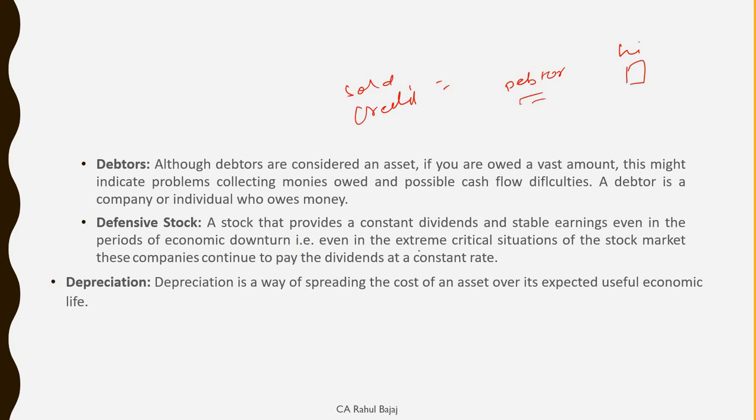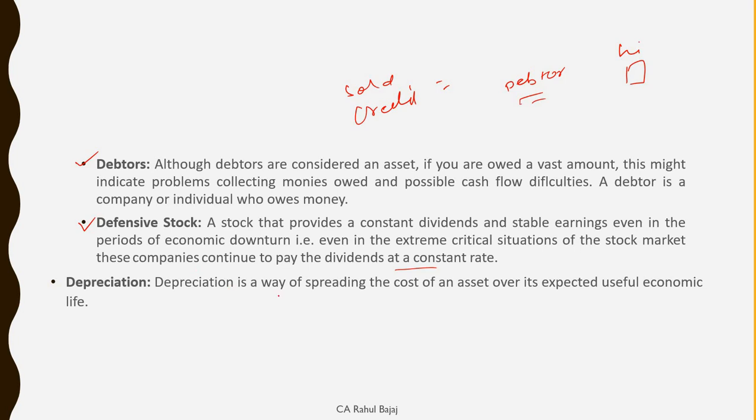Defensive stock: a stock that provides constant dividends and stable earnings even in a market period where the economy is in a downturn. Even in extreme critical situations of the stock market, these companies continue to pay dividends at a constant rate. So those are defensive stocks.